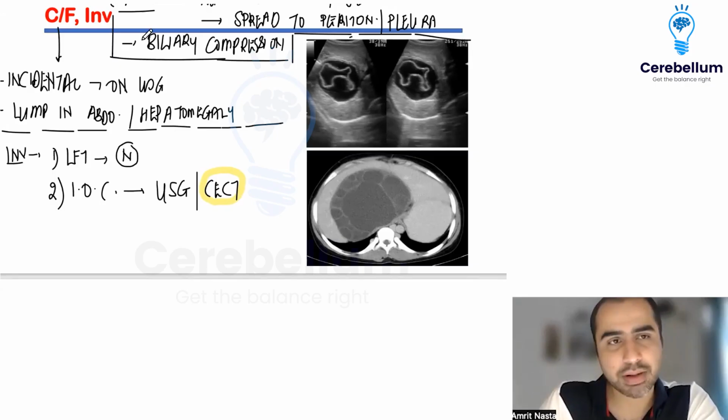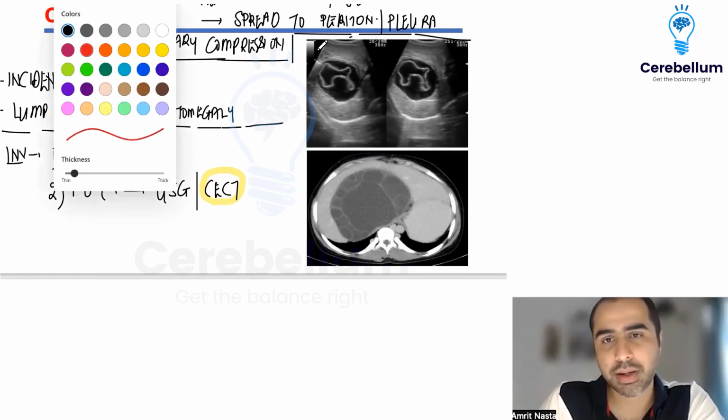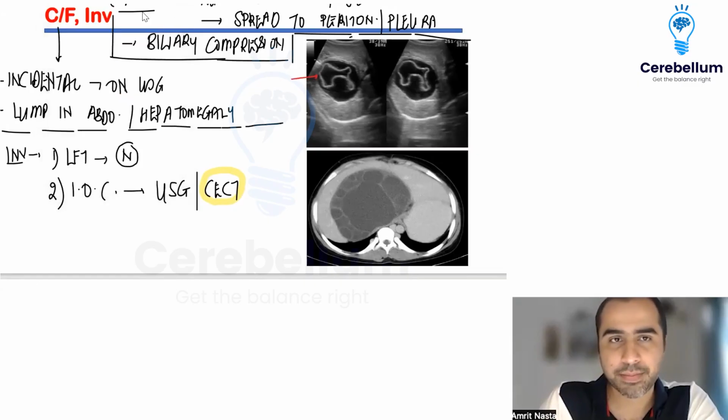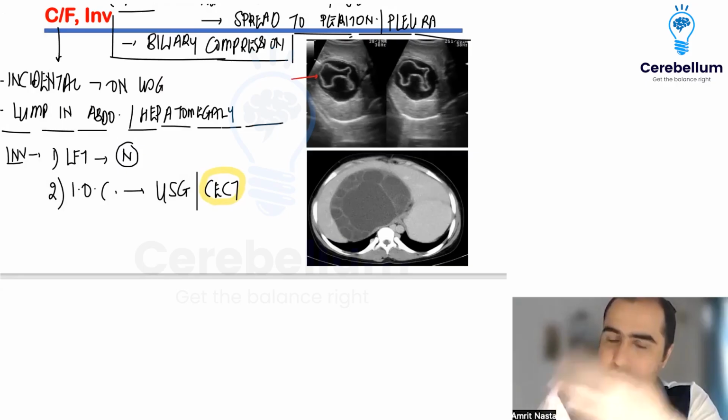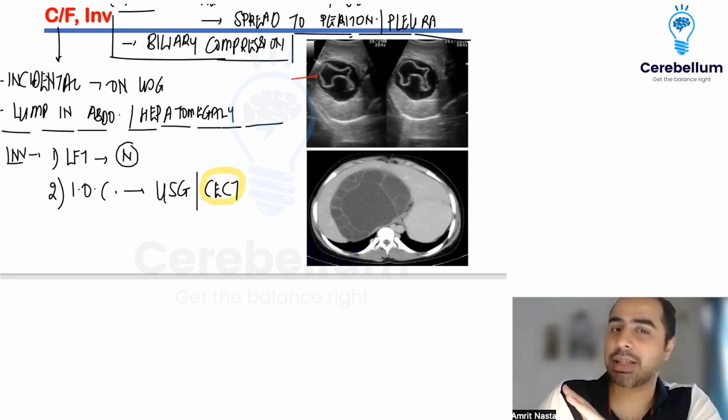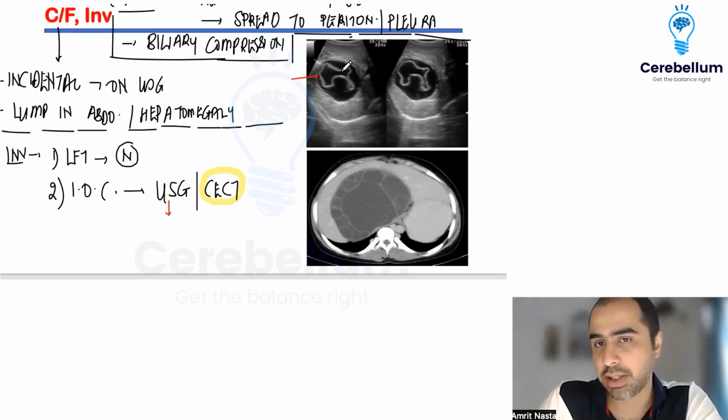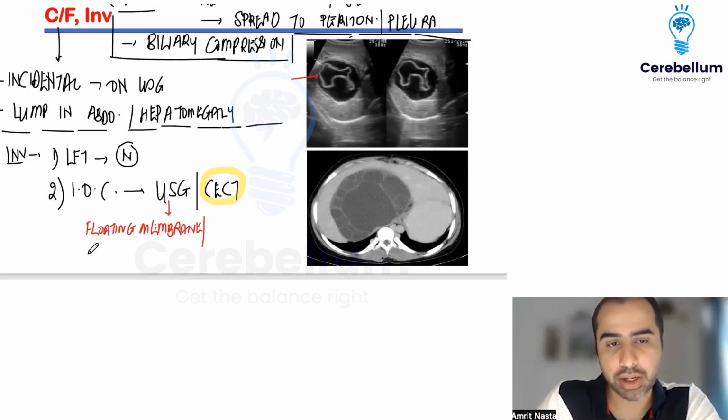So you see these typical findings. What do you see in this image? The first one. What is this? Very classical. You can see it from far away, yes, this is the floating membrane sign. And you see it is floating in the liquid. This is called the floating membrane sign or water lily sign. The name itself tells you that the membrane is floating. So you get a floating membrane. You can get a water lily appearance.